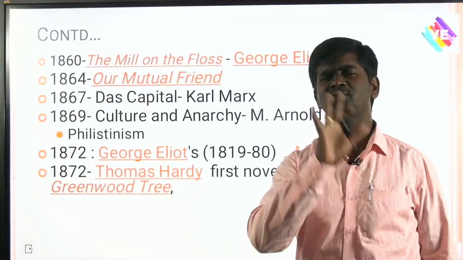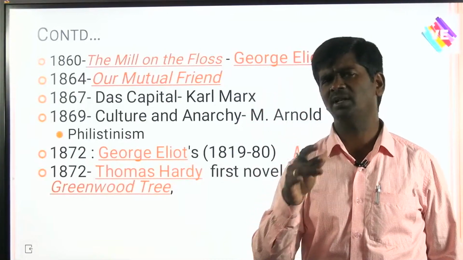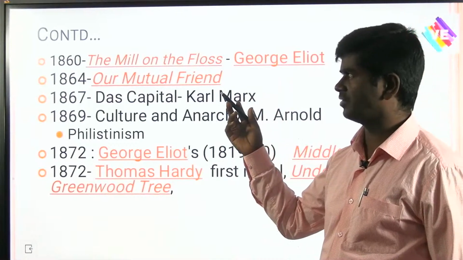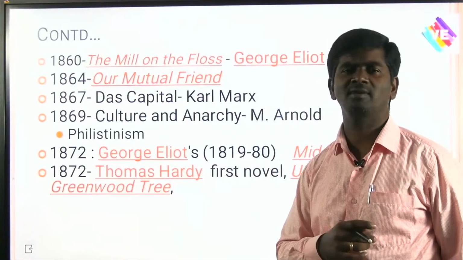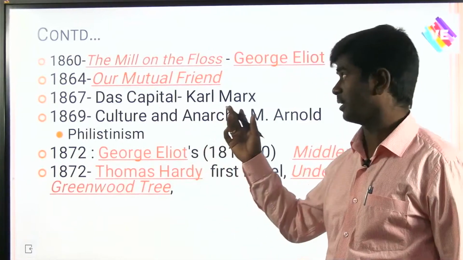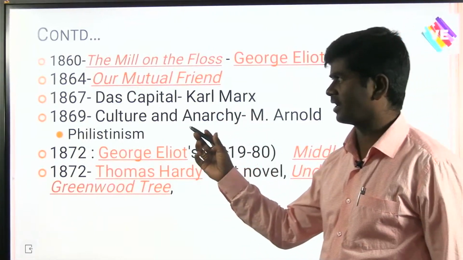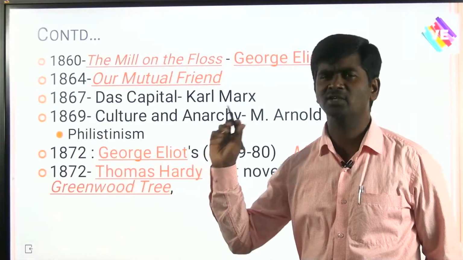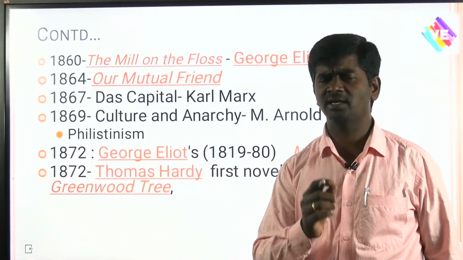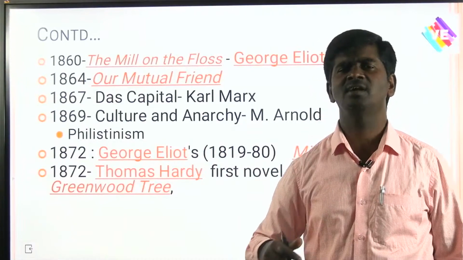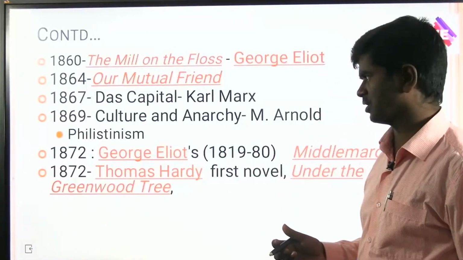So these are the major issues that were discussed by George Eliot in our novels. One of them, Mill on the Floss, Our Mutual Friend, the last novel by Charles Dickens, and Das Kapital, as you know, written by Karl Marx, and Culture and Anarchy, composed by Matthew Arnold, where he actually coined a number of terms, and one of them is Philistinism. Philistinism, which means re-evaluation of works of literature or art.